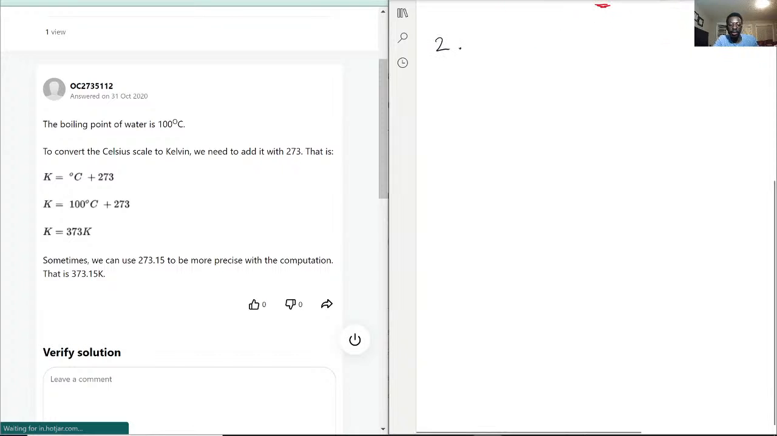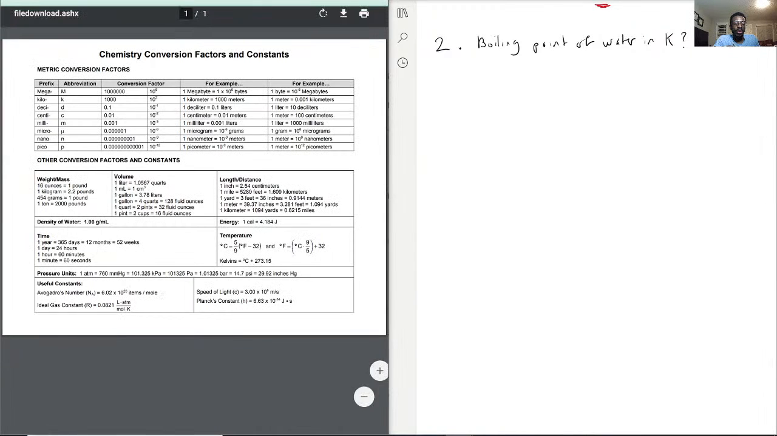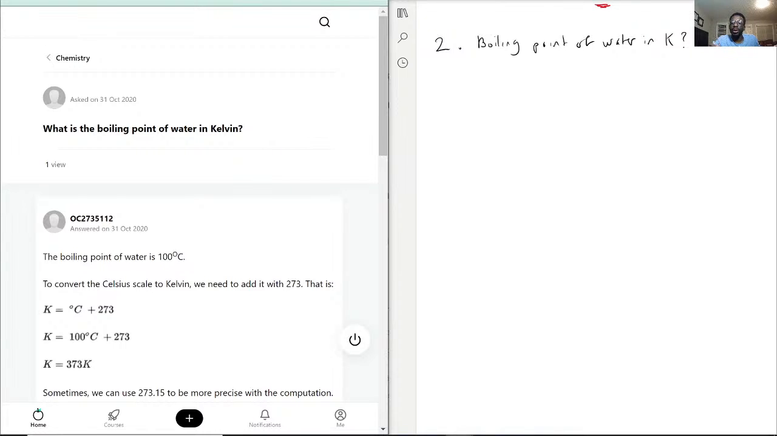Okay. So with this, it's asking us the boiling point of water is 100 degrees Celsius. To convert, oh, there it is. What is the boiling point of water in Kelvin? Okay. So we do have a conversion, and our units in this table right here, conversion factors. So with that being said, let's see what we remember about the boiling point of water.